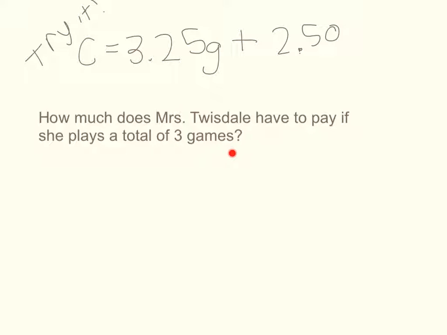You have the number of games she plays, and you're looking for the total cost. Let's see, how much does she have to pay? That means cost. You're looking for C. And this is the number of games. That's your G. Okay?